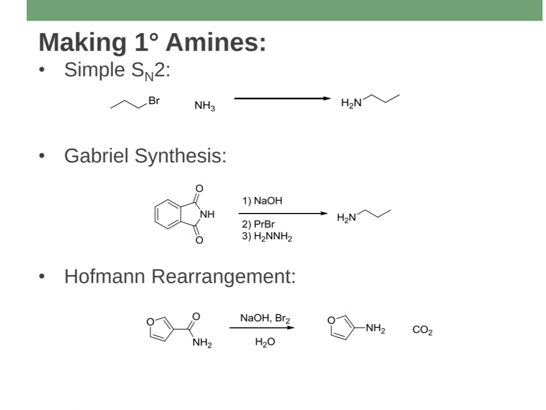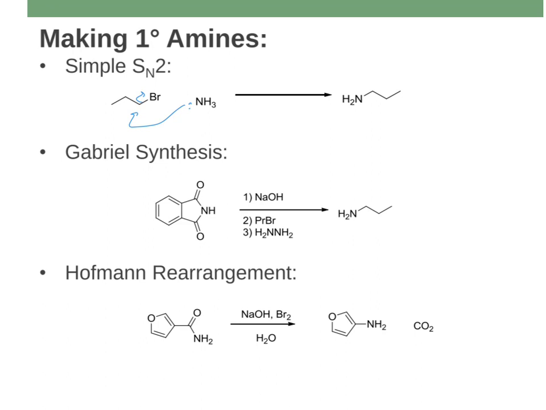We said that you could do a simple SN2 reaction, right? Where your nitrogen just does a backside attack on whatever the leaving group is. And ideally, you'd get a propylamine in this case. But we were saying that the problem here is that you can get polyalkylation.